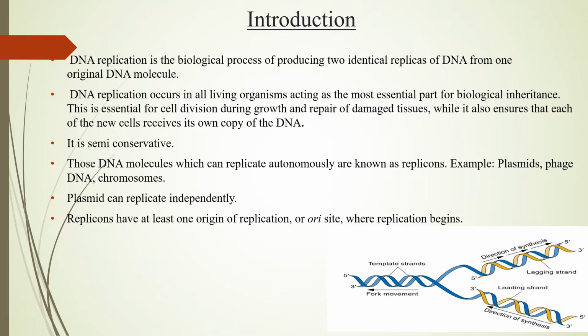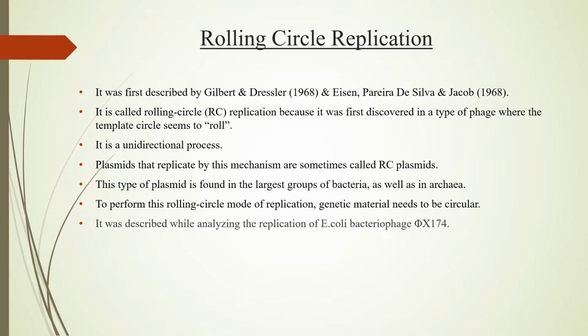The DNA molecules which can replicate autonomously are known as replicons. Examples: plasmids, phage DNA, chromosomes. Replicons have at least one origin of replication. The rolling circle replication is one of the most well-characterized models of DNA replication.